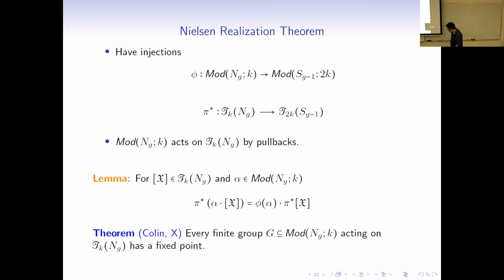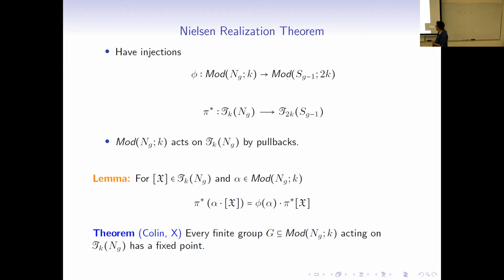So then we have these maps. We have the injection from the mapping class group of the non-orientable surface with k marked points to the mapping class group of the orientable double cover with twice as many marked points, and the injection between the corresponding Teichmüller spaces. Moreover, we know the mapping class group acts on the Teichmüller space by pullbacks, and all this information groups together equivalently in this way.